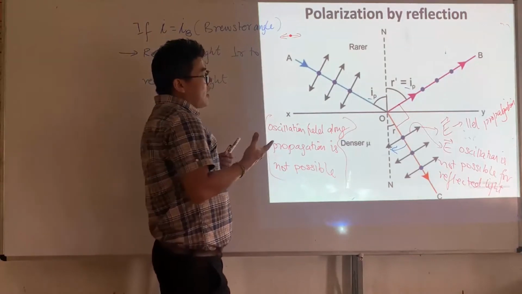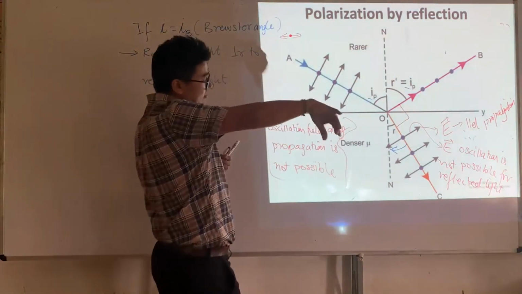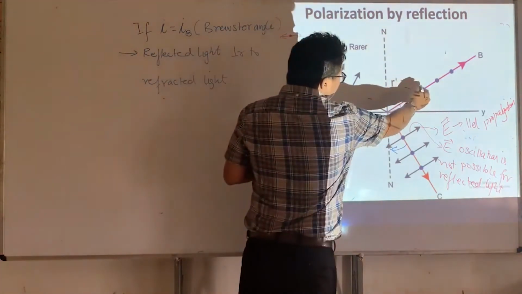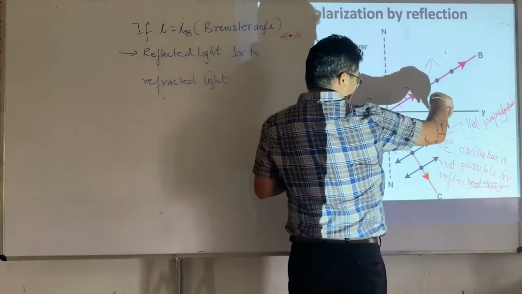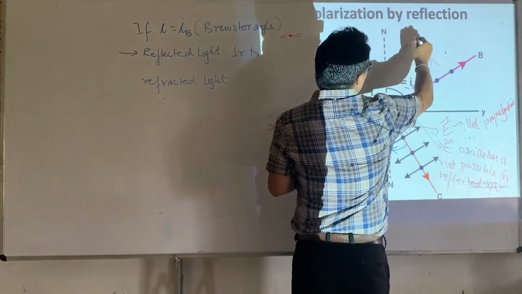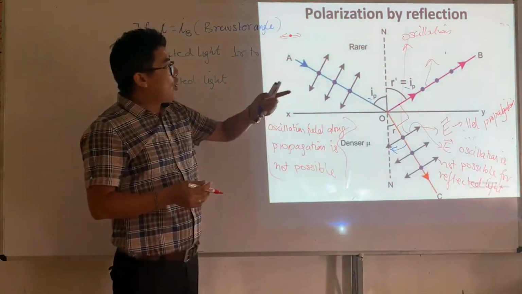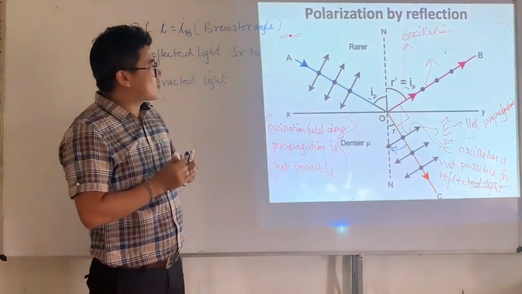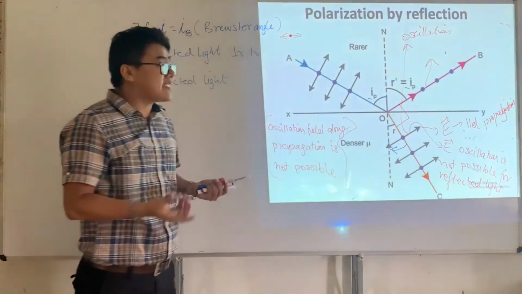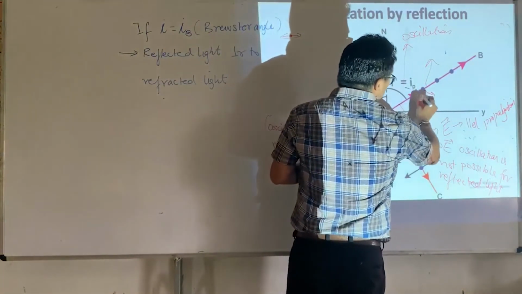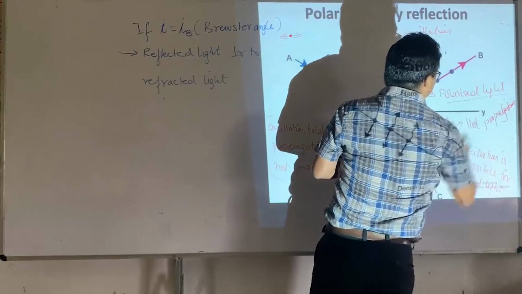Unpolarized means high intensity is oscillating like this, and high intensity is oscillating in that direction, right? So when we talk about the reflected light, this oscillation is not found in the case of reflected light. This kind of oscillation is missing in the reflected light. So what is remaining? Only this. So this is what we call polarized light.